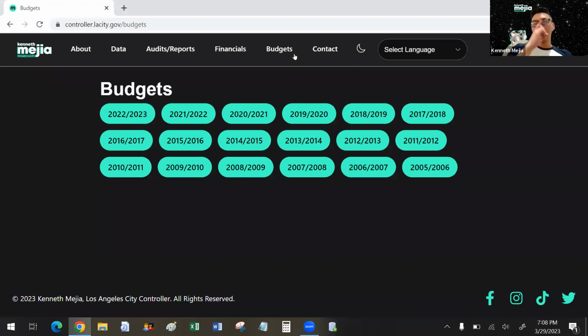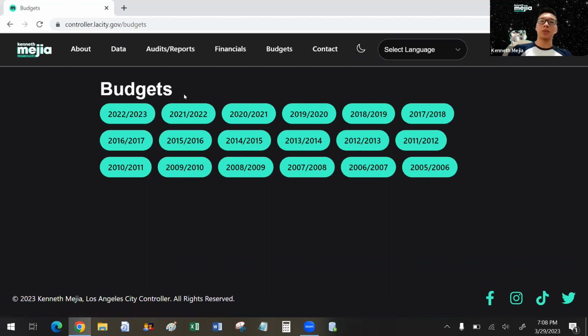So the city of LA operates on a fiscal year, and it goes from July 1st to June 30th. So the current fiscal year that we are in is fiscal year 2022 to 2023. So that started July 1st, 2022, and it ends June 30th, 2023. That is the current fiscal year that we're in.